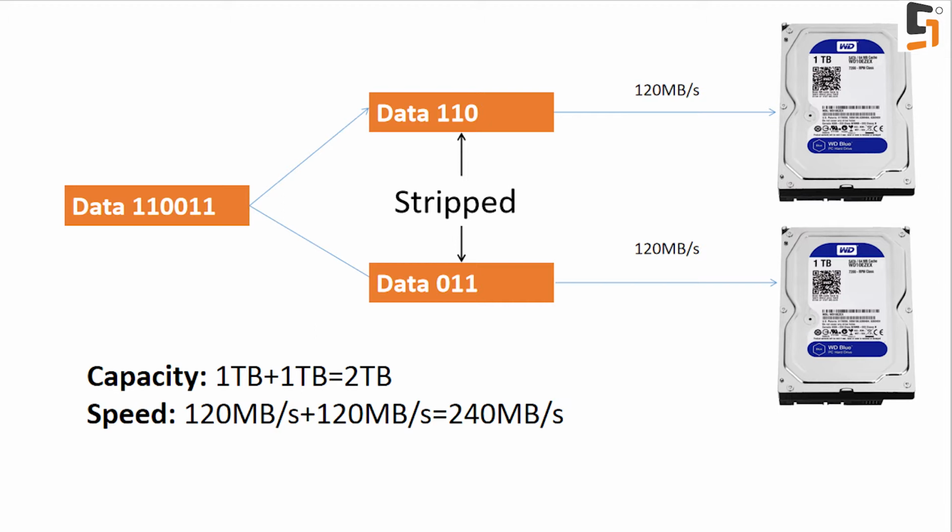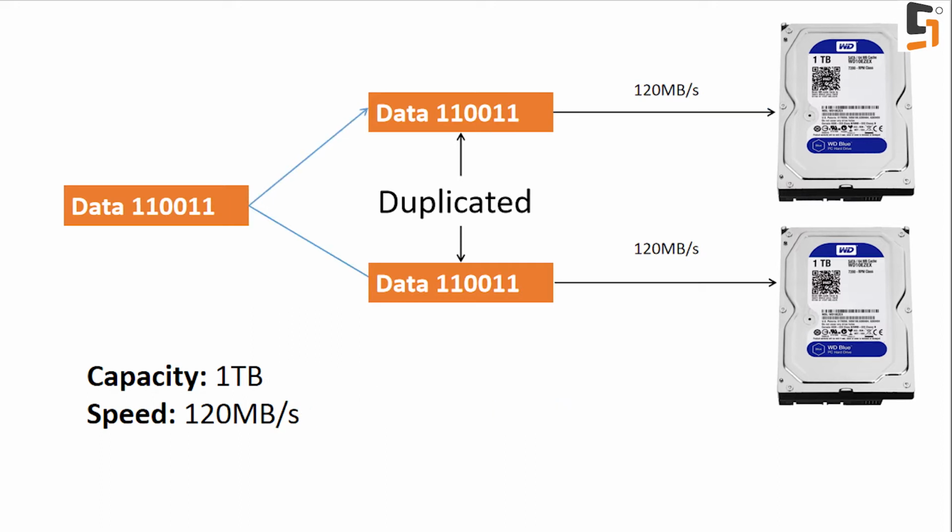In RAID 0, the controller is going to break up the data into two pieces and then write to both drives simultaneously. So basically you're getting double the write speed because it's only writing half of the data to each drive and it's happening at the same time. So in RAID 0, we're getting 2TB of storage and theoretically double the speed, although it doesn't scale that way in real life.